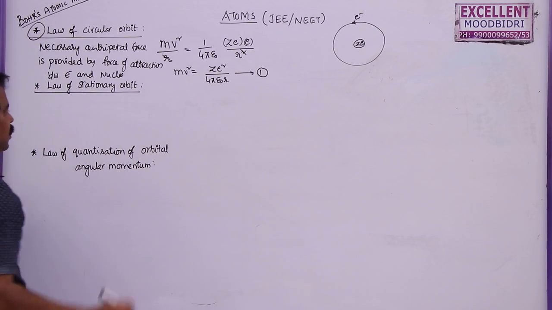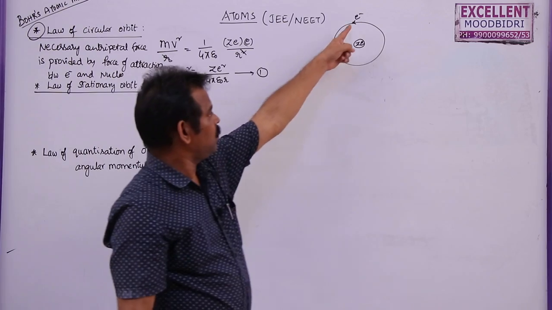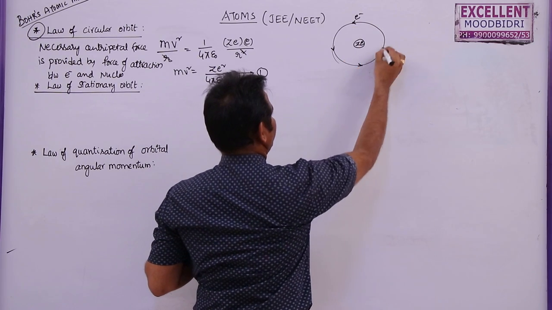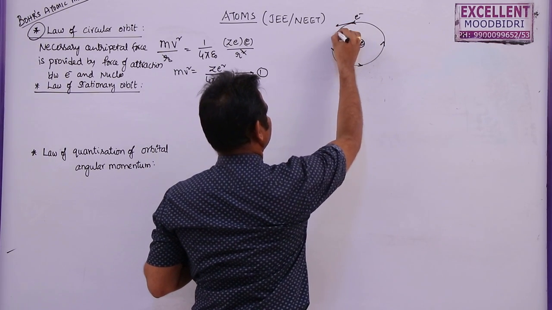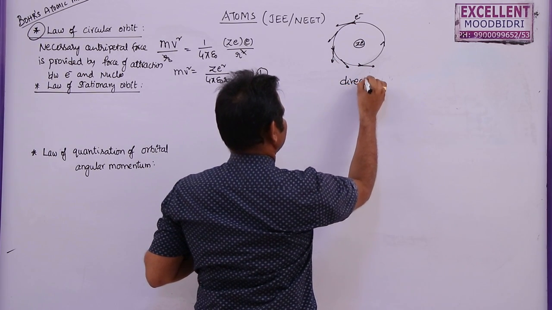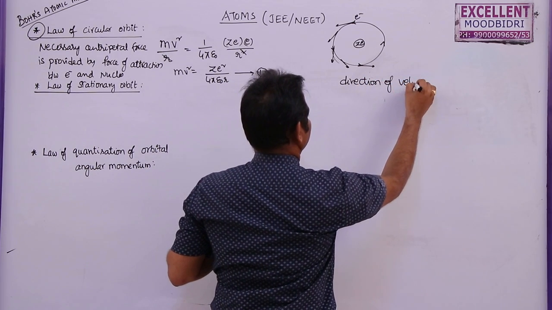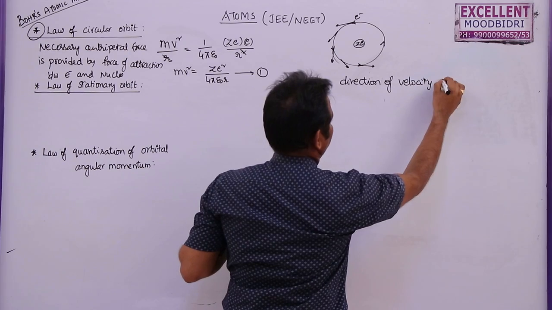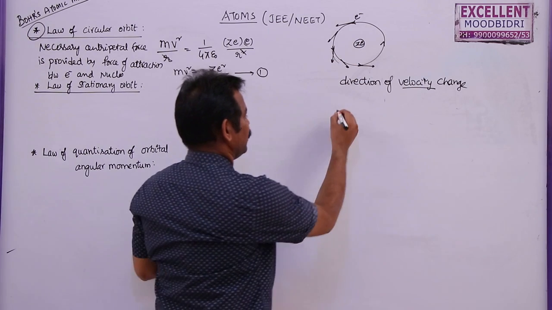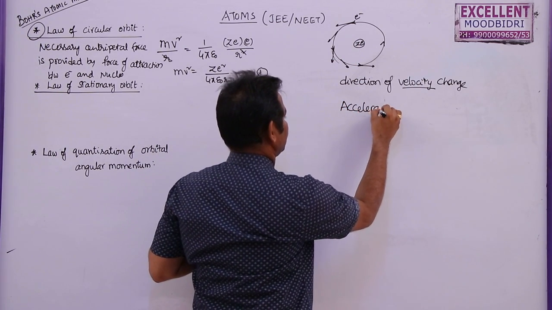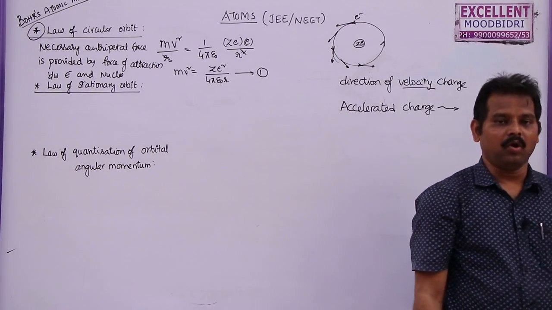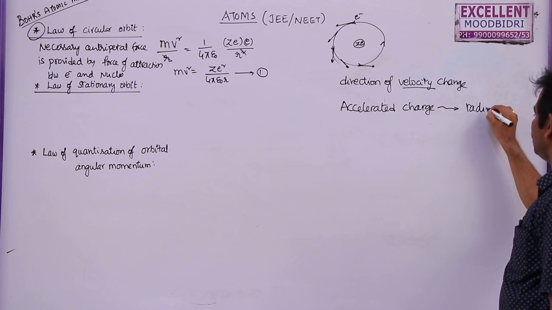Now the second one, law of stationary orbit. Whenever an electron revolves in a circular orbit, its speed remains constant. Its speed remains constant here, but velocity changes its direction. Magnitude of velocity remains constant, but direction of velocity changes. As velocity is a vector, as the direction changes, we can say that this electron is accelerating. But we know that an accelerated charge always produces electromagnetic waves, and it radiates energy.